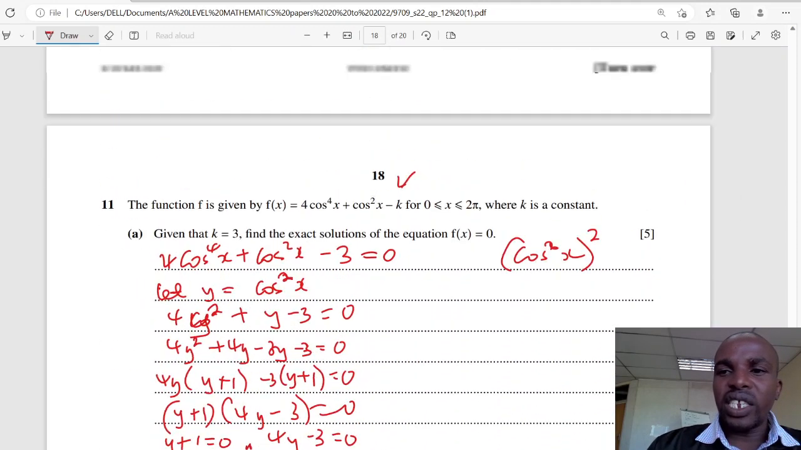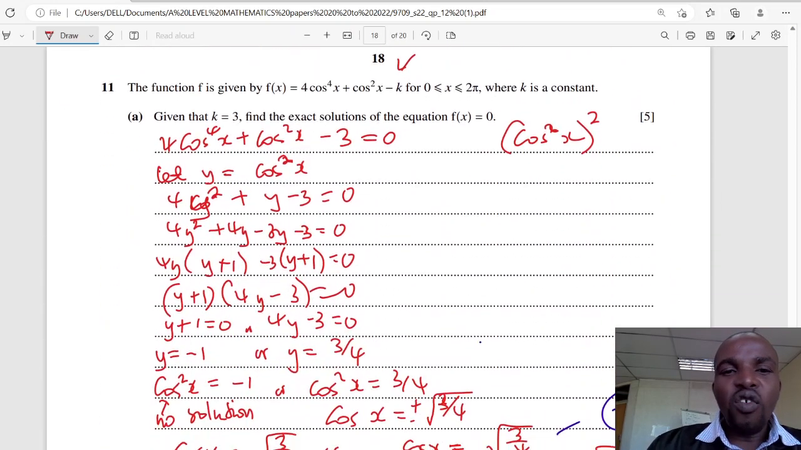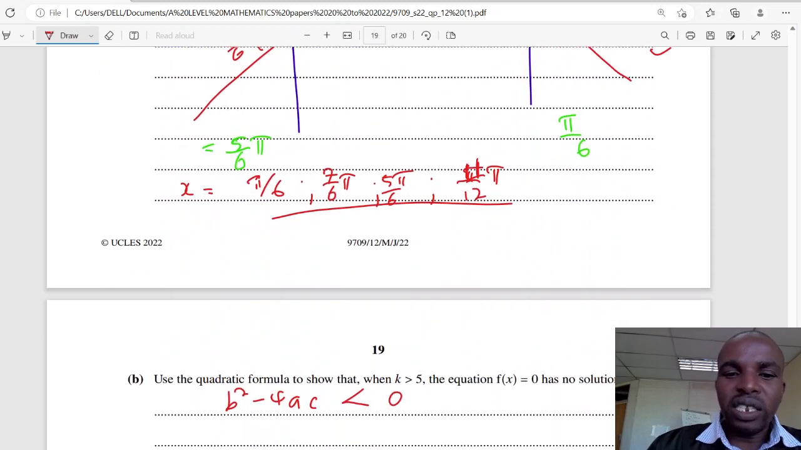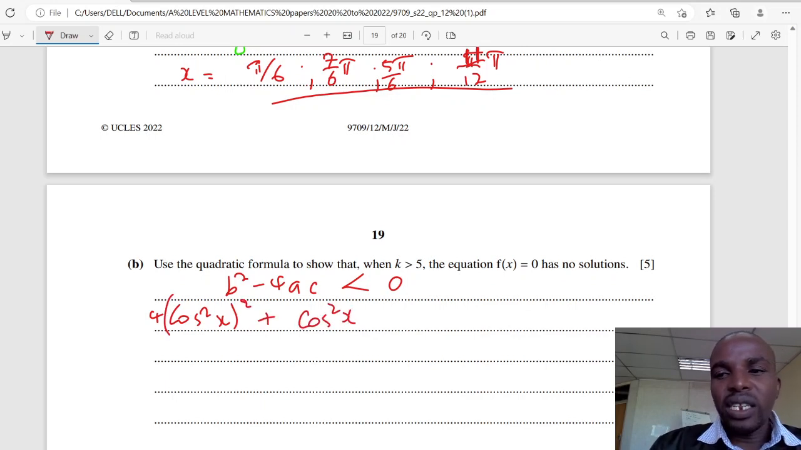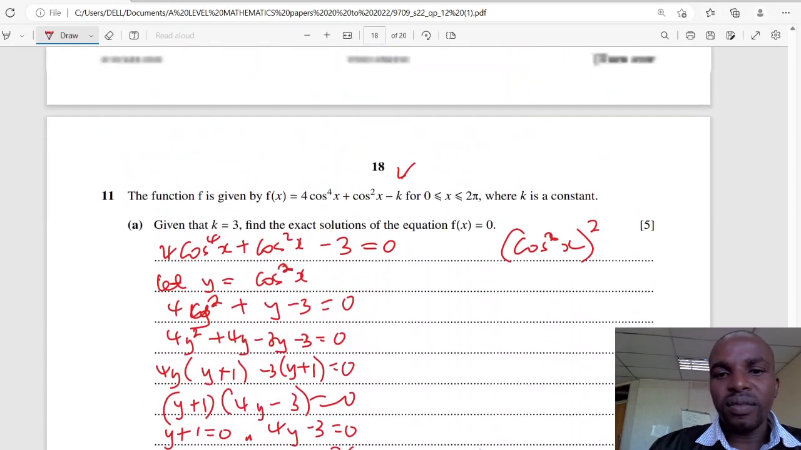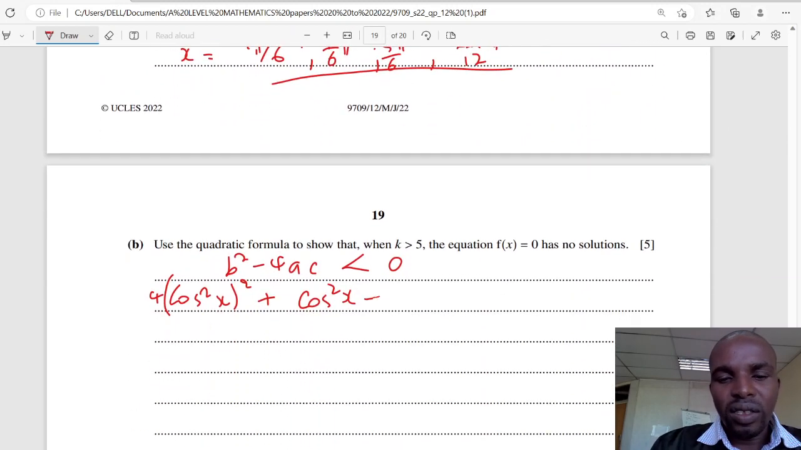So let's take this item and make it quadratic. So our item is cos squared. So you say 4 cos squared x, then squared, plus cos squared x, then is it plus k? Minus k, minus k. Then, right, so for cos squared in this case, if k is greater than 5, then this one has no roots, right?